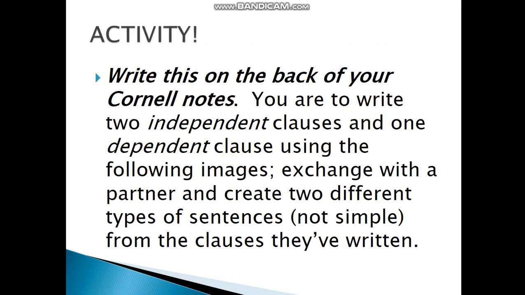Okay, now for your activity today, I want you to get your copybooks, and I want you to write 2 independent clauses and 1 dependent clause using the following images. Then we're going to talk about this when we see each other in our actual classroom. I'll be showing you a picture. I want you to write one simple sentence and two compound sentences from these pictures. Do not forget to look at the pictures very closely.